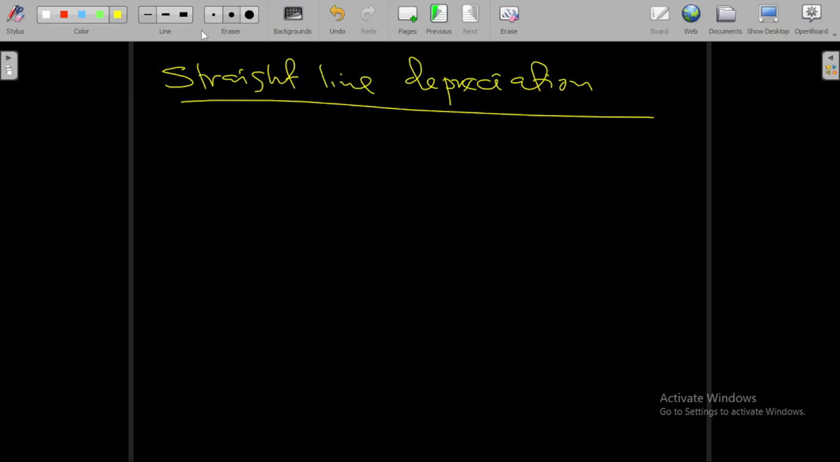Okay, today we are going to look at straight line depreciation. In straight line depreciation, assets are depreciated over the period of the useful life of that asset. And the formula, let's assume that you have an asset of 5 years. So the cost of that asset is going to be divided by 5.